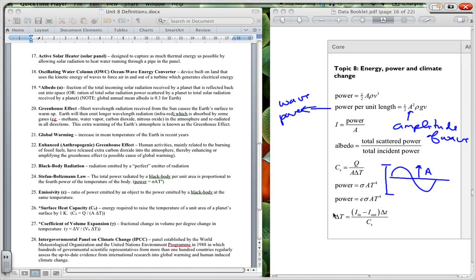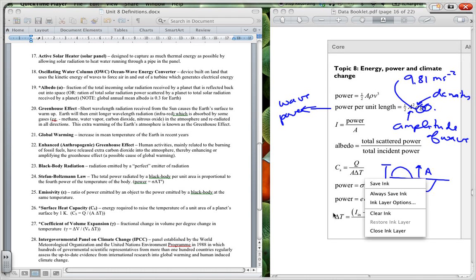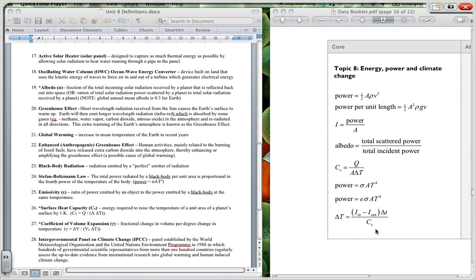The rho again is your density of your water, so this again is density. This g over here is your acceleration due to gravity, 9.81 meters per second squared, and your v is your velocity. This I here is intensity. That's the intensity of the light, and it's equal to the power per unit area. So your intensity is a watt per meter squared value.